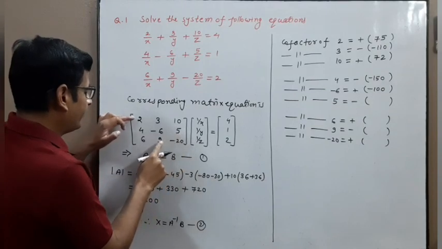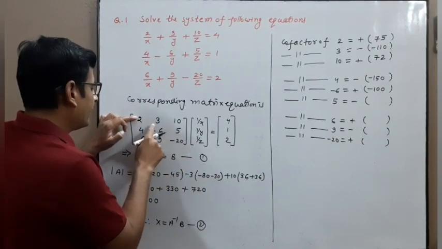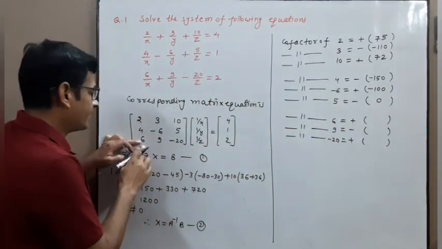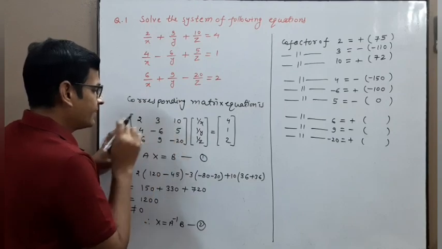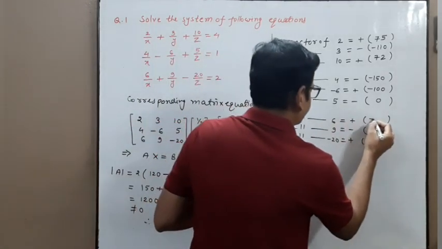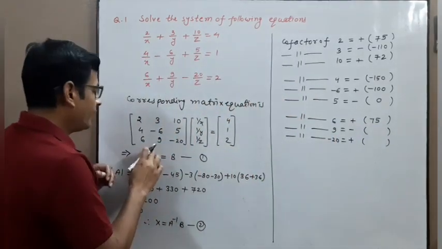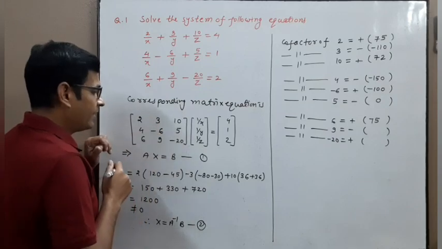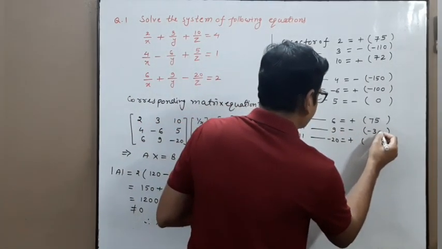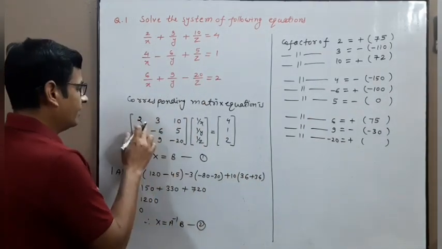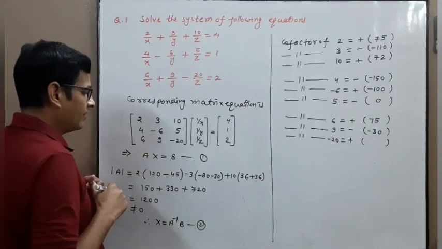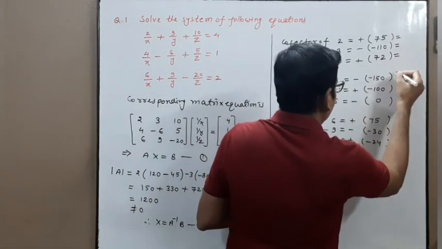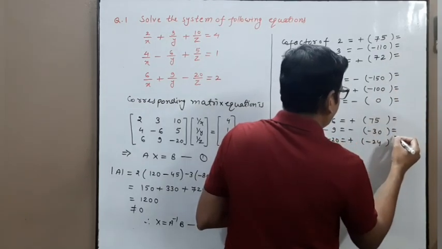Now cofactor of 5: 18 minus 18, so 0. Cofactor of 6: 15 plus 60, 75. Cofactor of 9: 10 minus 40, so minus 30. And last, minus 20: minus 12 minus 12, minus 24.